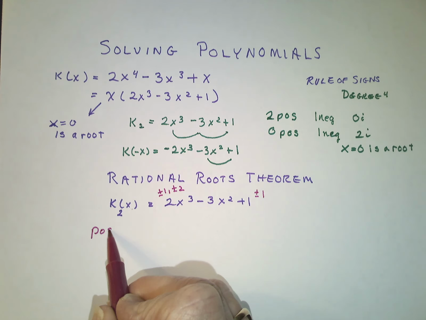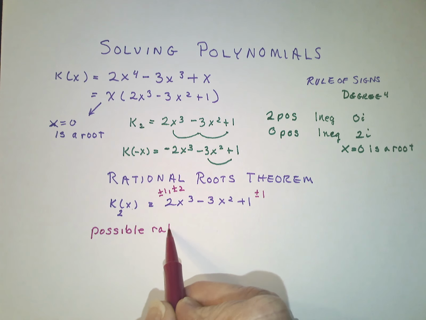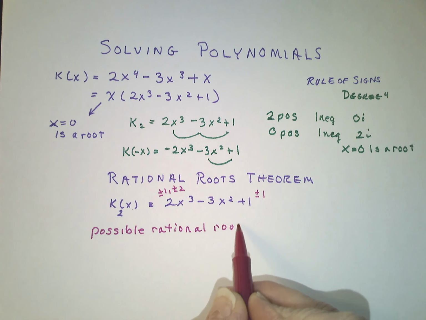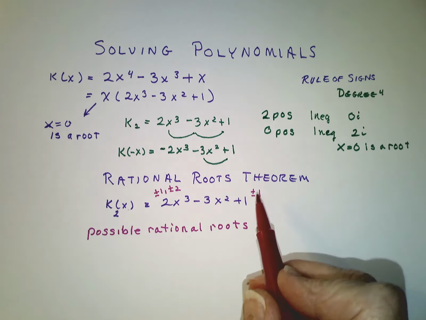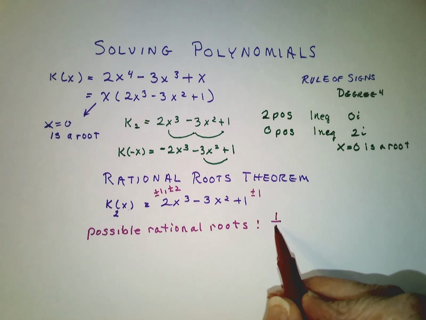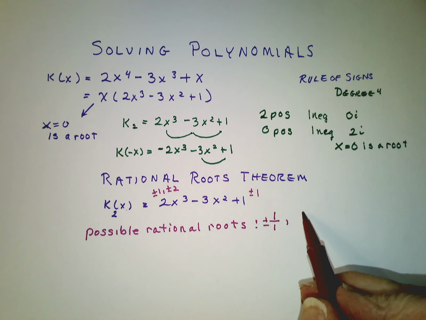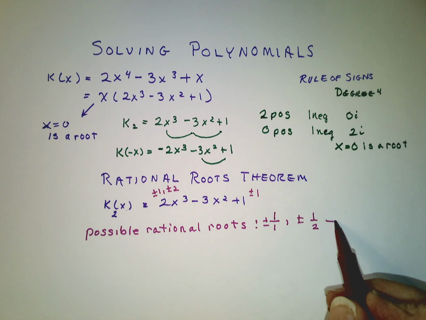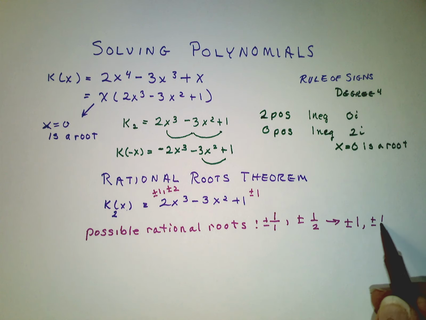And the possible rational roots are going to be 1 over plus and minus 1 and 1 over plus and minus 2. So that just becomes plus or minus 1, plus or minus a half.